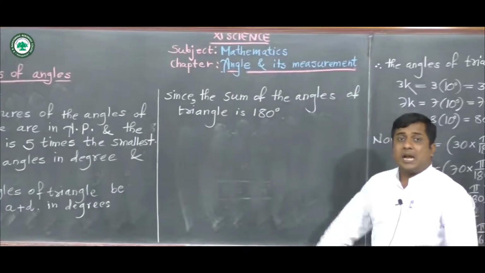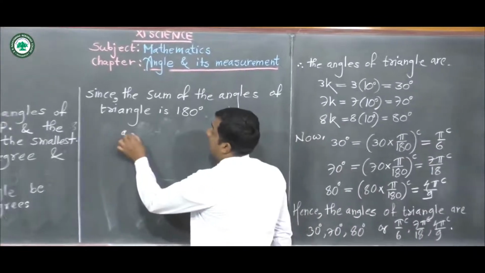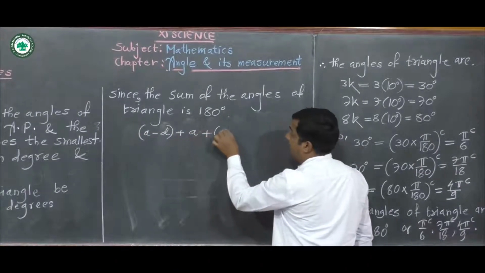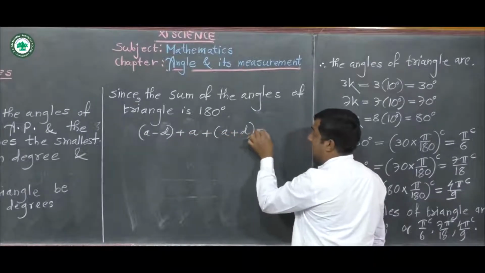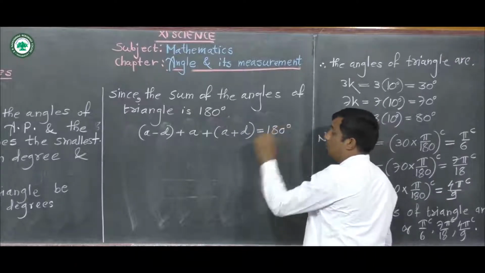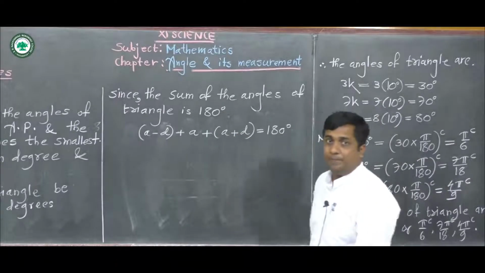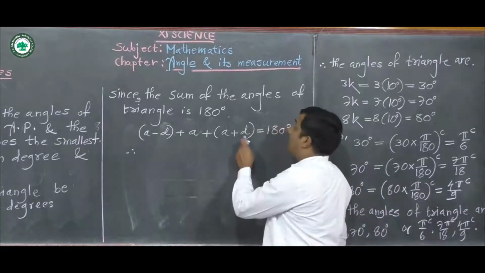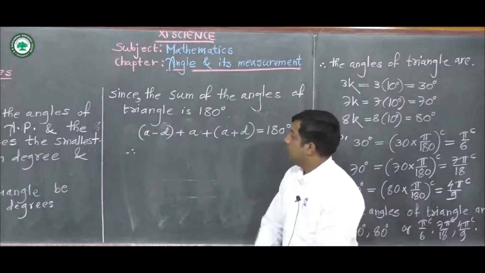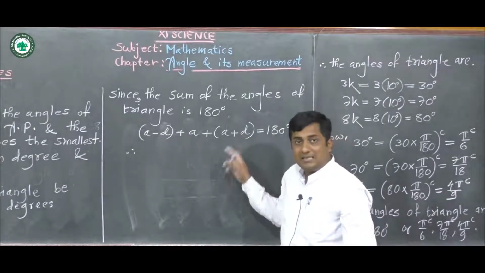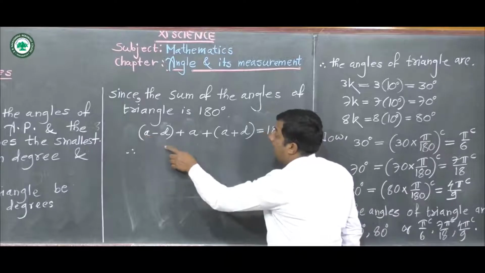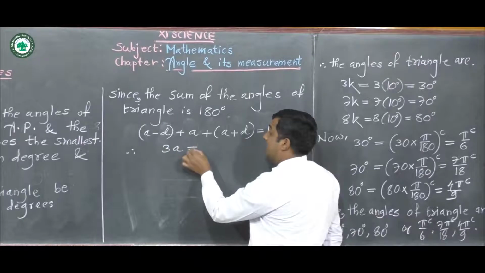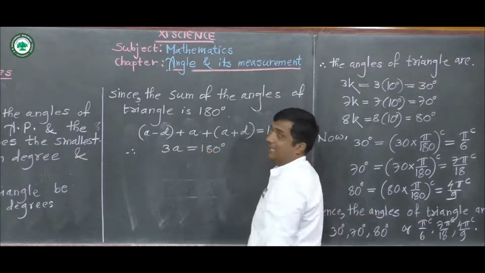Okay, so we consider the addition of these three angles. A minus D is the first one, plus A is the second one, and A plus D is the third one, and the sum is equal to 180 degrees. Here, minus D plus D is 0. Then A plus A plus A is 3A, and this is equal to 180 degrees.